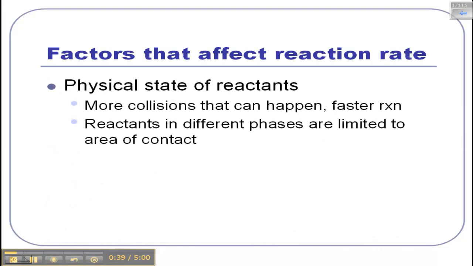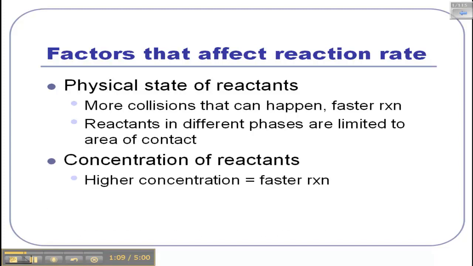to happen. Now, factors that affect reaction rate are going to be the physical state of the reactants. In other words, the more collisions that can happen, the faster the reaction is going to be. Reactants that are in different phases are very limited to the area of contact. For example, a lot of times if you take a solid and you dissolve it in water to make it an aqueous solution, the reaction will happen much, much faster because you've already broken that down into ions. Another factor is the concentration of the reactants. The higher the concentration, the faster the reaction. You've got more moles of stuff in there.